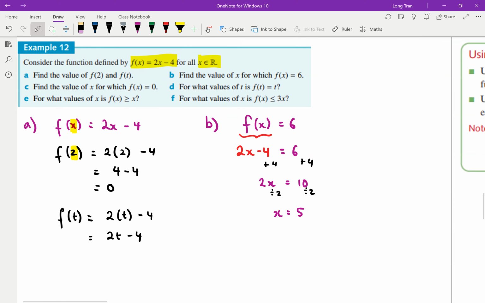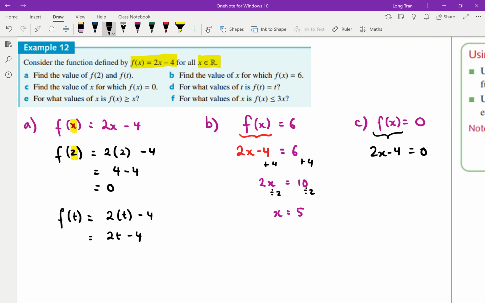Let's have a look at C now. If we were to do C, what is that? Find the value of x for which f of x equals 0. So same idea again. If f of x is equal to 0, they're telling you that f of x, which we've already defined as 2x minus 4, is equal to 0. I'm just going to fix that because it looks like a 6. Then find what x is. Yeah, they said find the value of x.